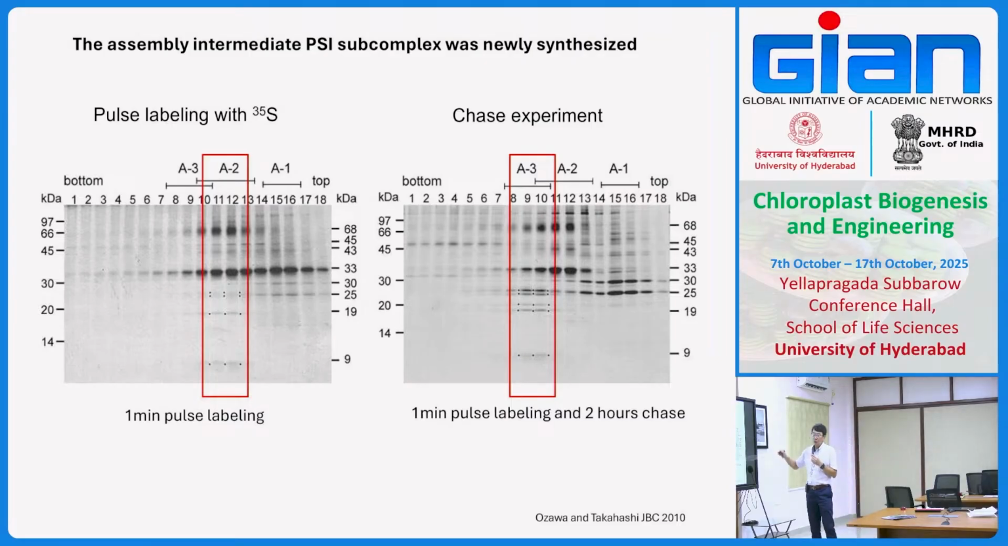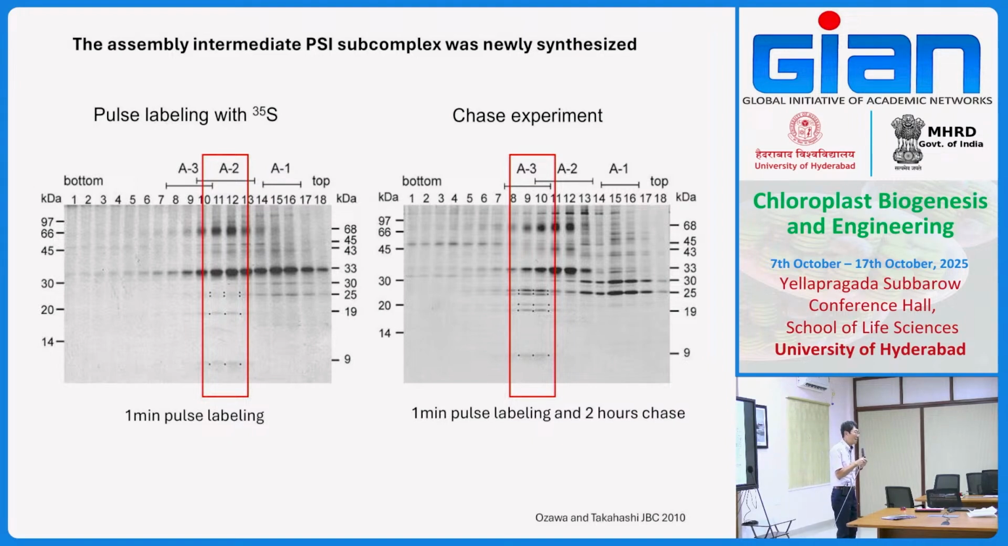Why is this very useful? Pulse labeling means the protein containing sulfur, like methionine or cysteine, is labeled with S35 for a short period. In this case, only 1 minute.